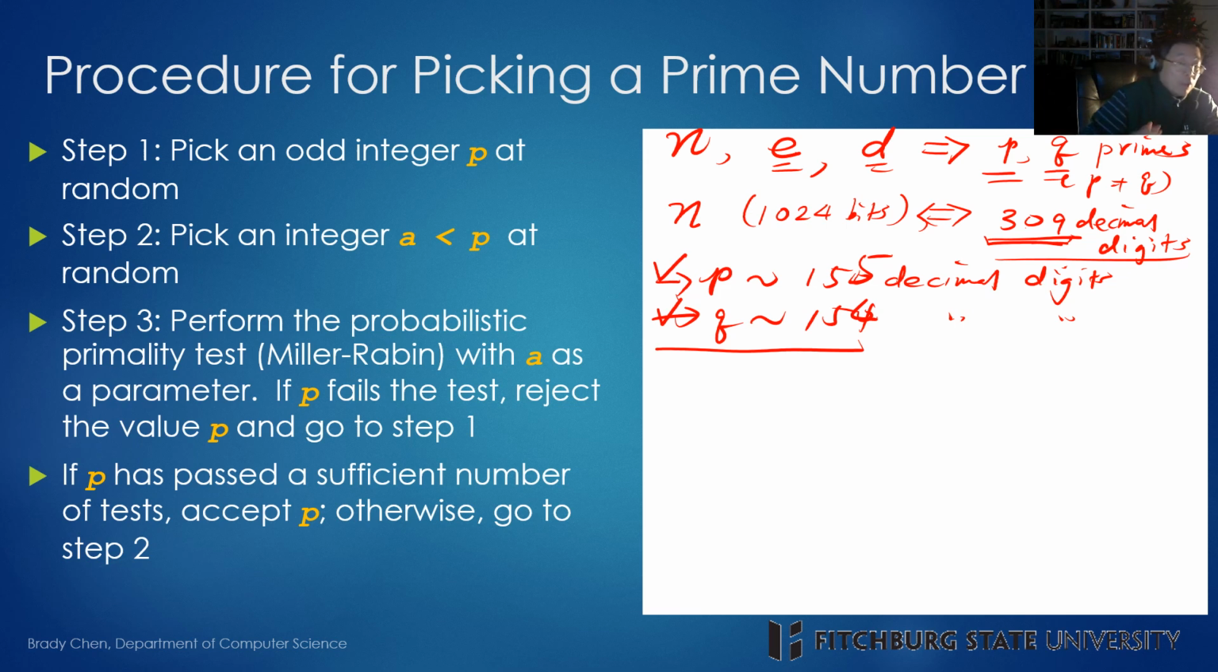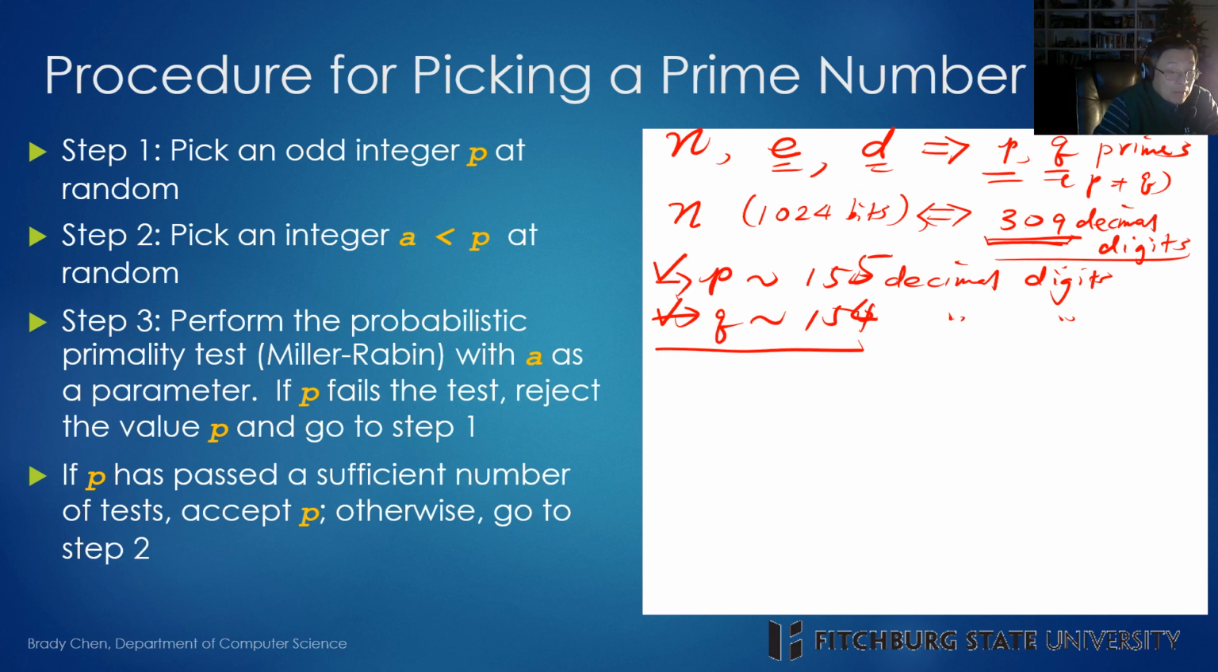Remember that if we use a loop to divide p by all the numbers smaller than p, that's going to take more than a billion years. I think it's more than 10 to the 80 years. That's a huge number.